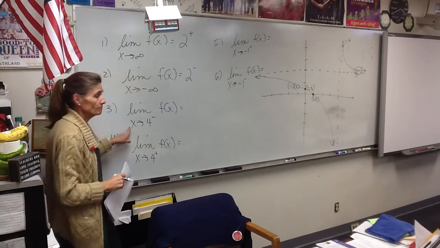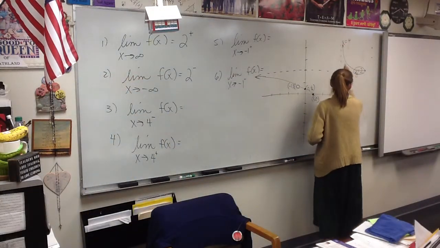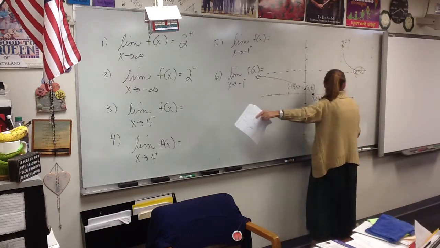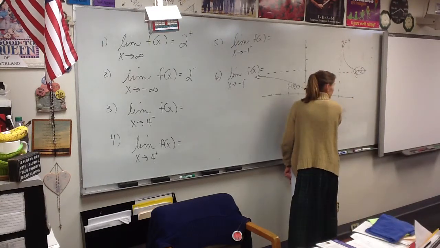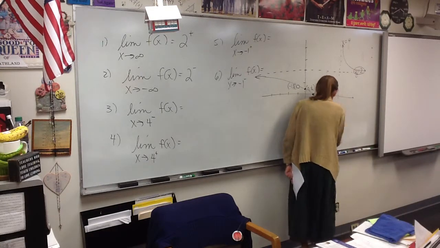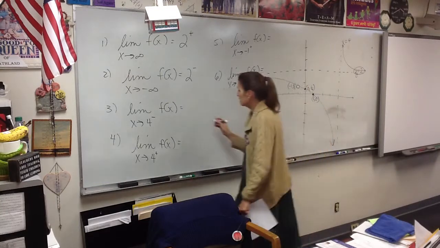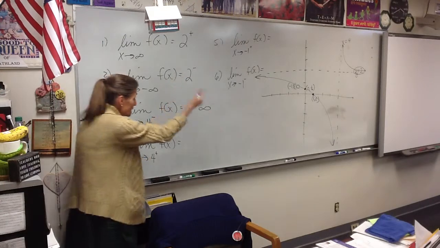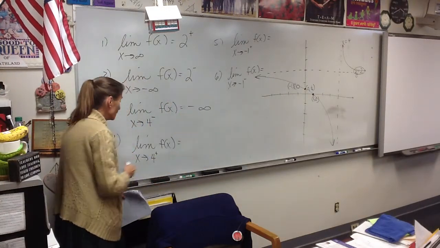Right, now what does this say? Here's 4. What am I doing? I'm coming from the negative side. So here we go. Coming from the negative side, what's your pencil doing? As you get closer to 4, what's your pencil doing? Going to negative infinity. It's going straight down off the page. All the way. Nothing stopping it. Just go, go, go, go, go.